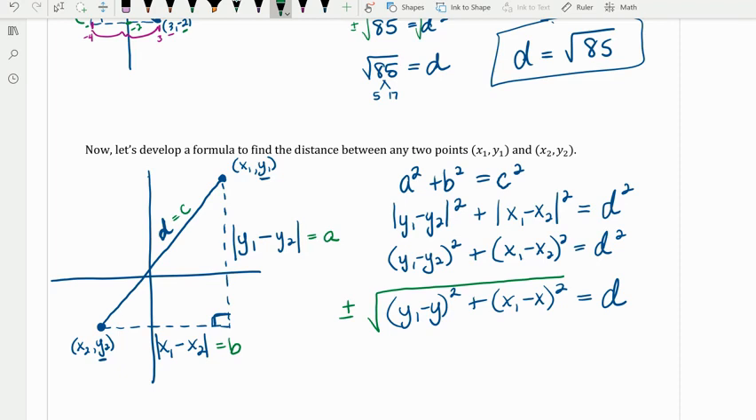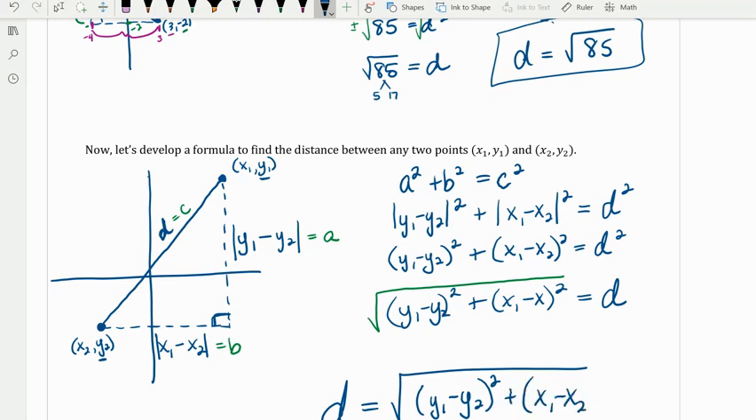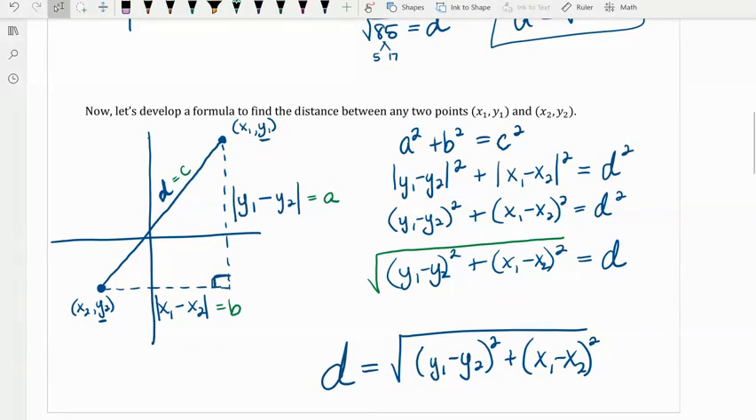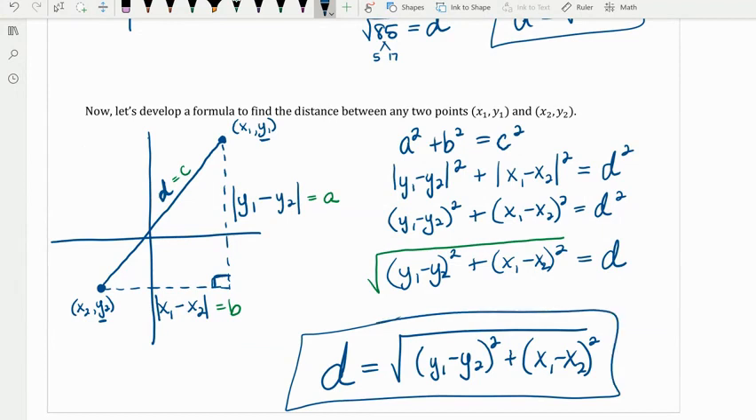Now again, technically we should put a plus or minus out here in front, but if we're talking about distance, we don't ever want the negative square root because distance, we don't measure negative. It's always a positive value. So I don't need the plus or minus there. All right, now what we have left over, I'm going to write it the other direction because this is how we normally see it. We've got that the distance equals the square root of y1 minus y2 squared plus x1 minus x2 squared. Right? That right there is the distance formula.